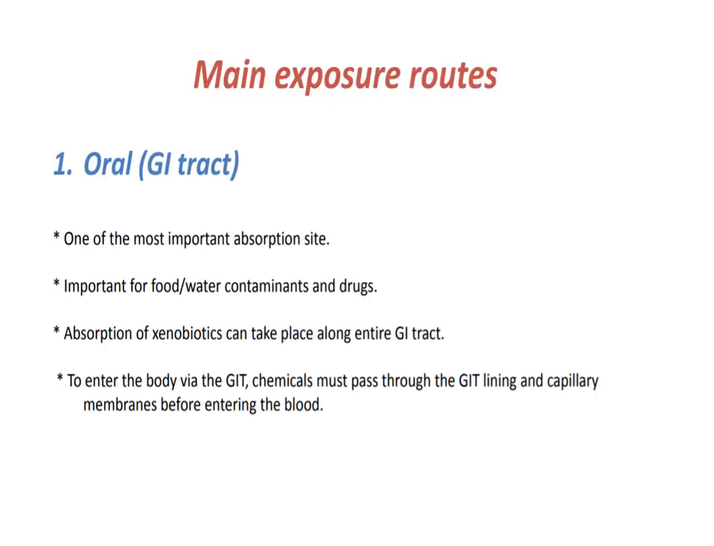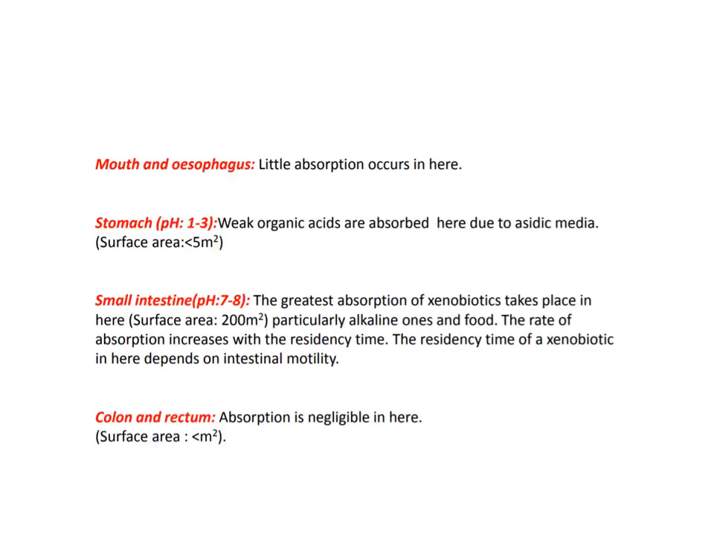Now let us take up the absorption across different sites. Let us first take up the absorption of toxicants. The main route of exposure is the oral route, and it is the most important absorption site, important for food and water, contaminants and drugs. Absorption of xenobiotics can take place along the entire GIT. To enter the body, the chemical must pass through the GIT lining and capillary membranes before entering the blood. So these are the various sites.